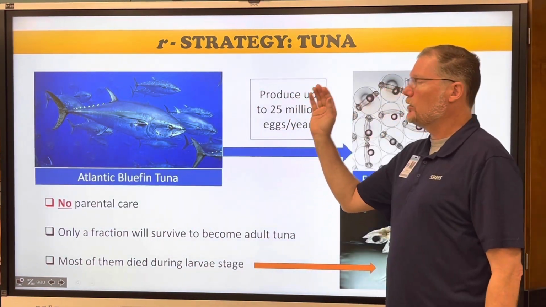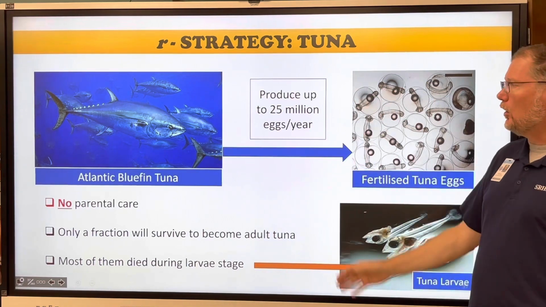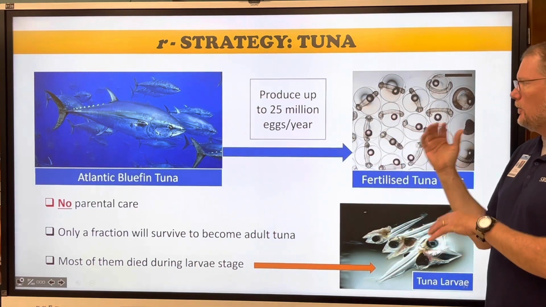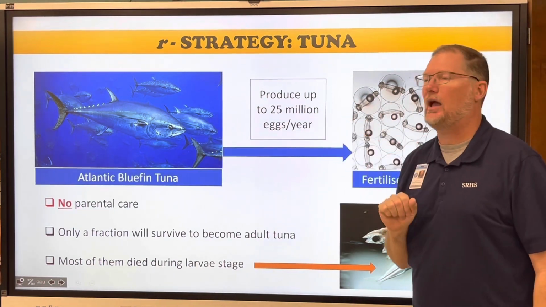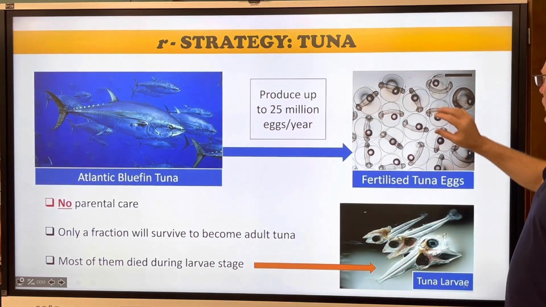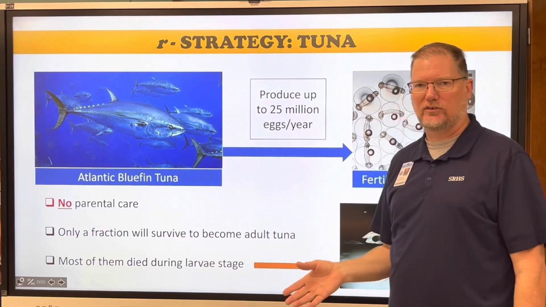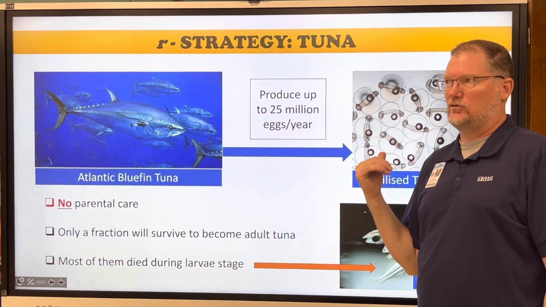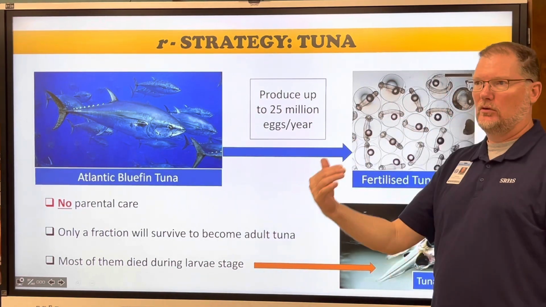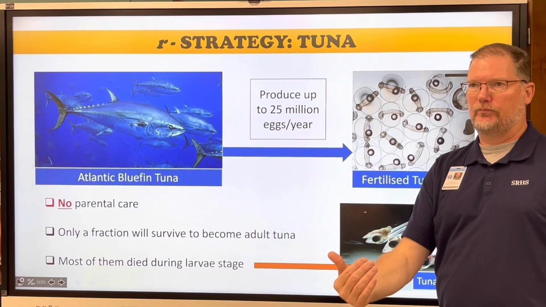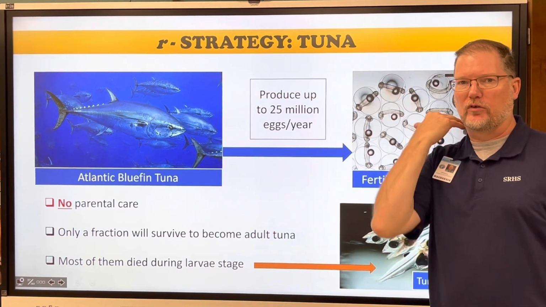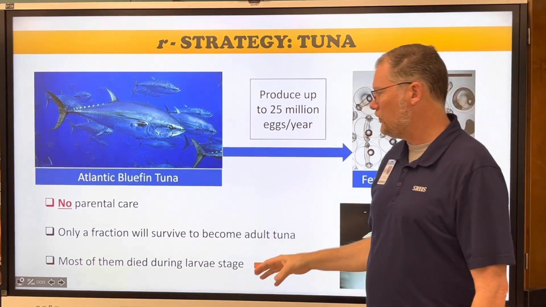And now we're going to talk about tuna. So the giant clam and the tuna. Tuna produce up to 25 million eggs per year. This is what fertilized tuna eggs look like. No parental care, obviously, because they really have to just keep swimming. They have to swim to get that water over their gills, right? That's the kind of fish that they are.